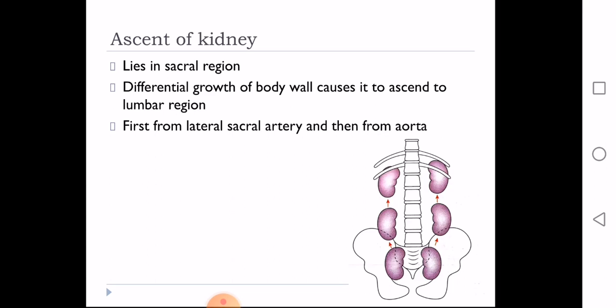Initially it was lying in the sacral region. And because it is going up, its blood supply also will change. Initially in the sacral region, it was supplied by the lateral sacral artery, and later when it ascends, it is supplied from the aorta. As you all know, it is supplied by the renal artery, which is a branch of the abdominal aorta.